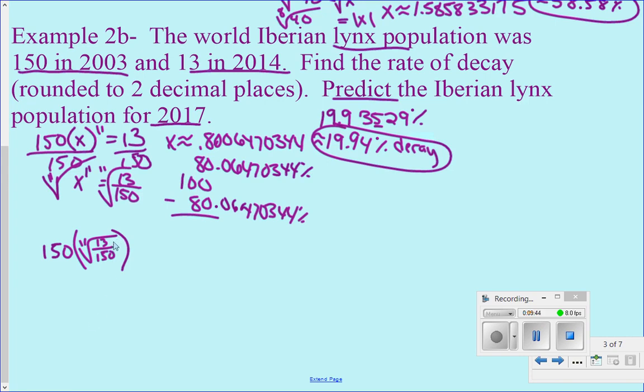So the exponent is the time since 2003, since I used 150. It's the time from 2003 to 2017, which is 14 years. So 150 times the 11th root of 13 over 150 to the 14th power, that's what you want to type in, and when you do that, let's see, what do we get? We get 6.6721. Now these are living, breathing beings, so we want to round that up. So that would be approximately 7 lynx.